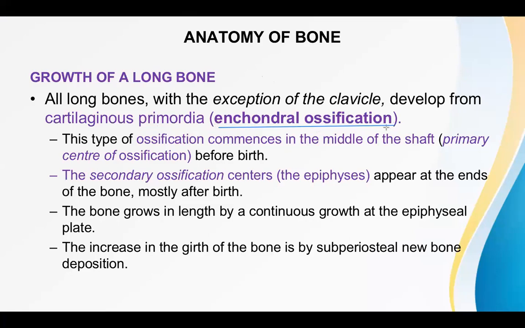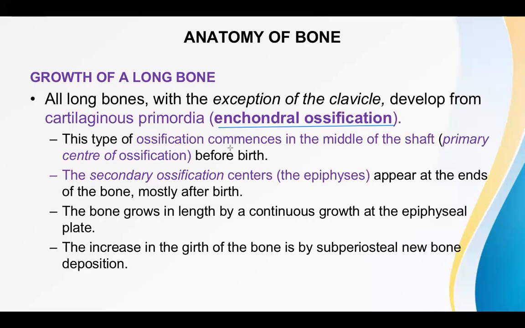So what does that mean? In the beginning, there is a framework of cartilage formed, and inside that cartilage, ossification occurs and it will convert into the bone. That is the meaning of endochondral ossification. Another is called membranous ossification. Okay, there is no formation of the cartilage in membranous ossification.